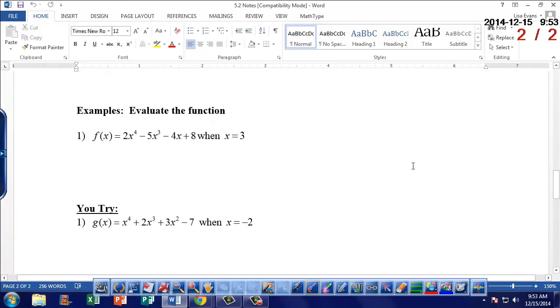Okay, moving on, we're going to talk about evaluating functions. I believe everybody already knows how to do this. What we need to be careful of is your calculators.